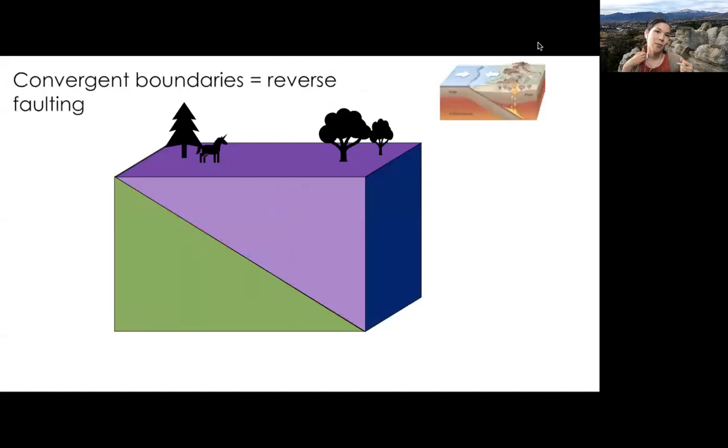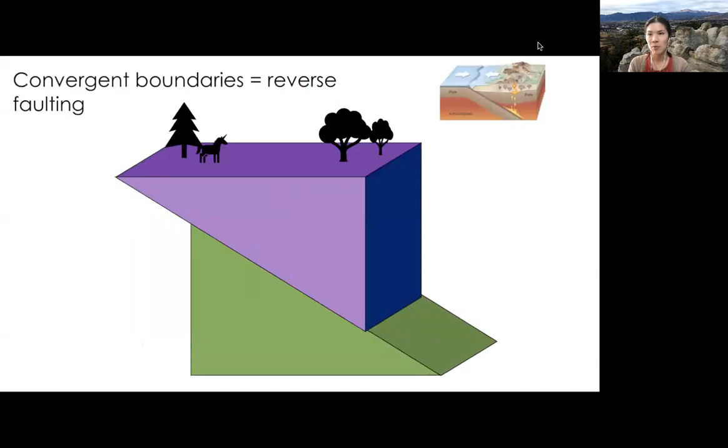Okay, when we look at convergent boundaries, we're now thinking about the exact opposite thing. We have two areas coming together. So if you put your hands together at an angle, pretend they are the two sides of this fault. How do they have to move in order to squish things together? So you want less space overall. Does the purple, the hanging wall, does it have to go up or does it go down?